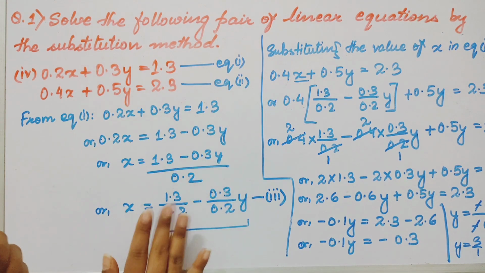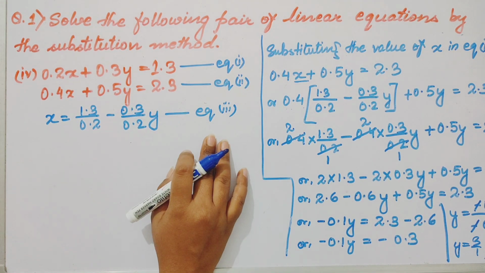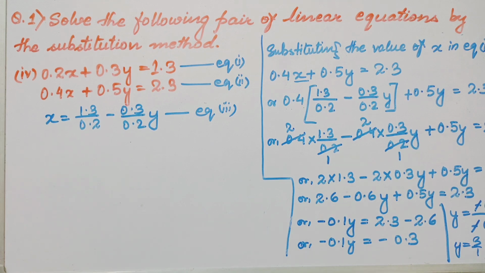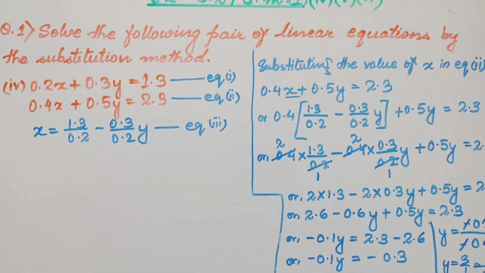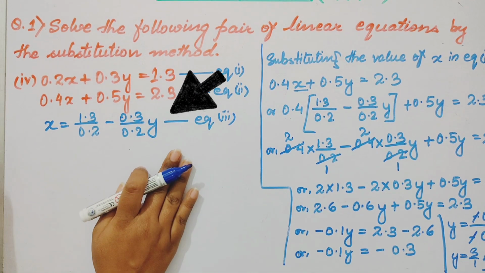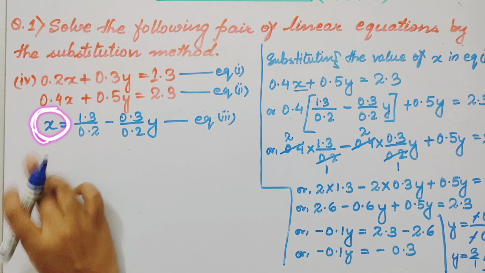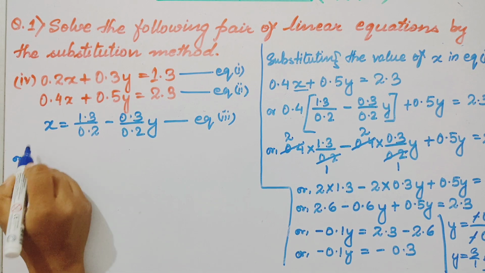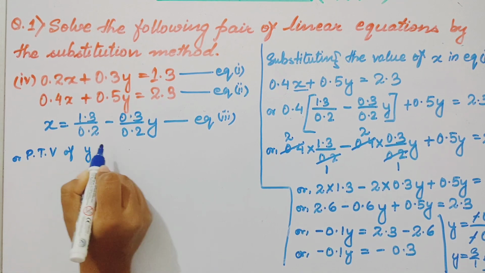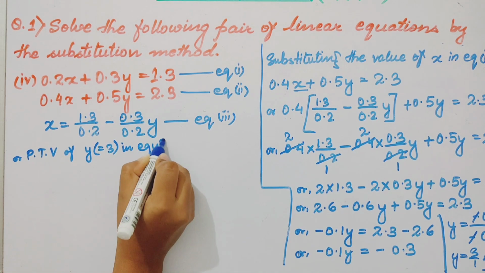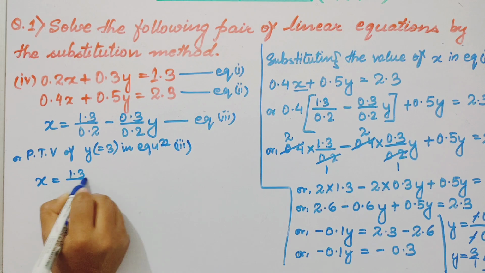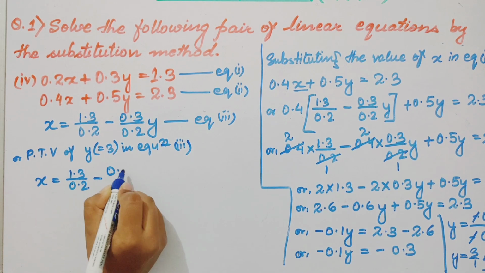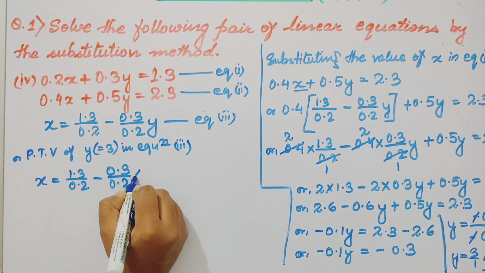Let me remove this part. I have written equation 3 over here for reference. Now what we have to do is put the value of y that we have calculated, which is 3, in this equation 3 to find the value of x. So x equals 1.3 by 0.2 minus 0.3 divided by 0.2 into 3.